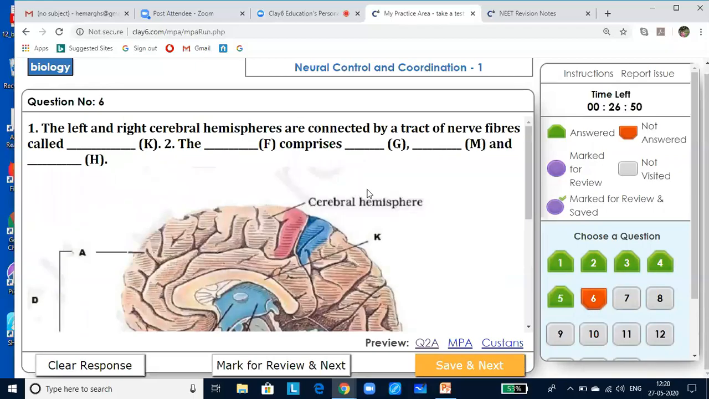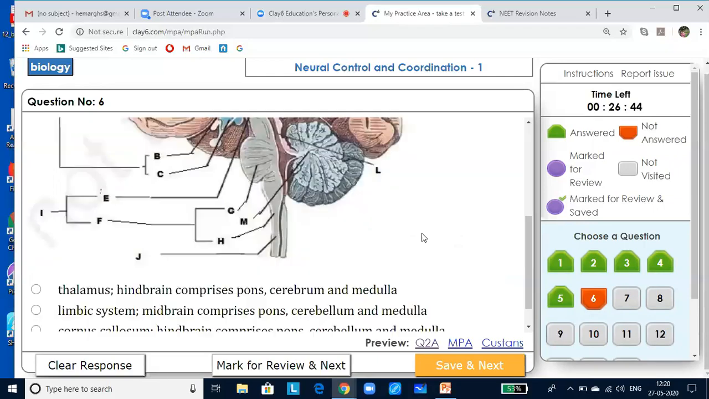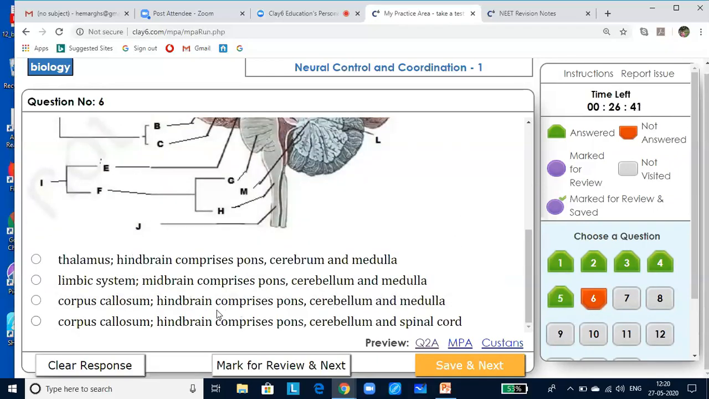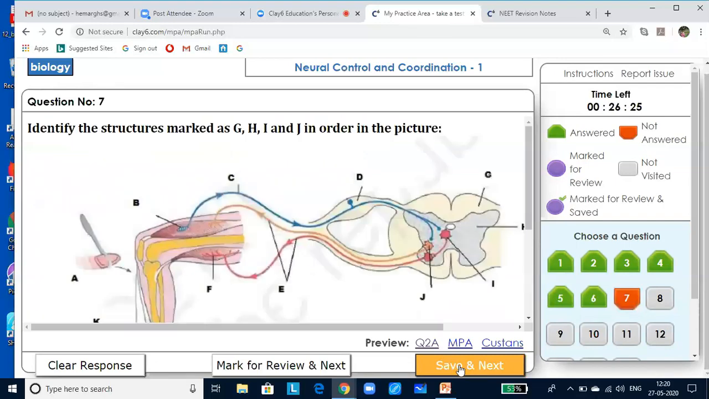The left and right cerebral hemispheres are connected by a tract of nerve fibers called dash. The dash comprises dash, dash and dash. So you know that it is made up of corpus callosum. So when it is corpus callosum, hindbrain comprises pons, cerebellum and medulla. So here they have changed it to spinal cord. So be careful with the choices. It will be very tricky in your exams. So that is the answer.